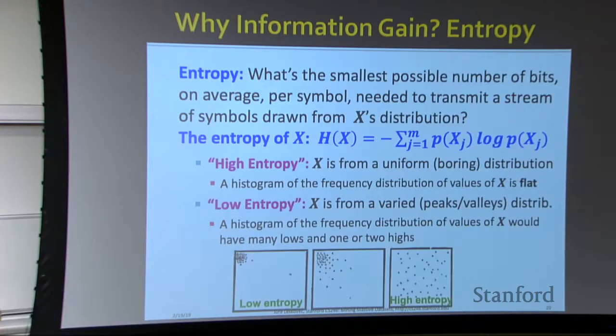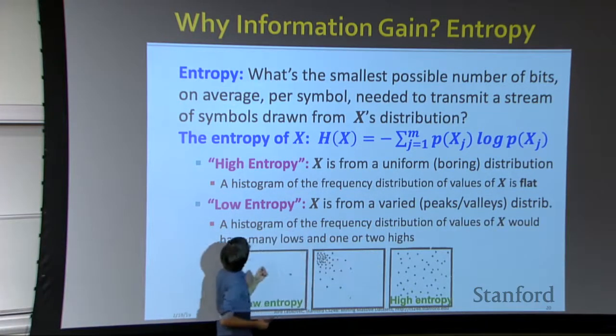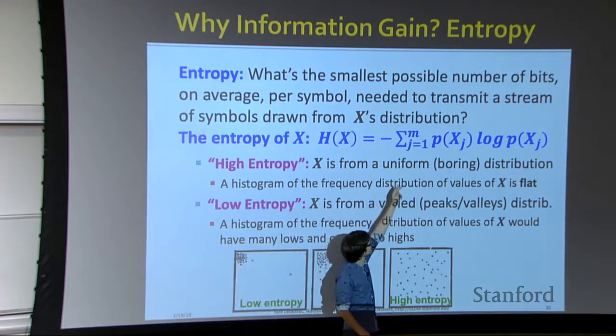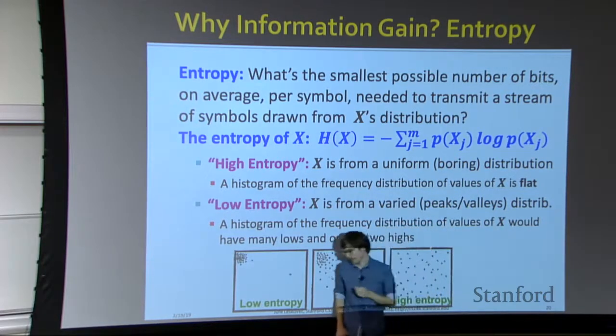So let me now try to build up how you compute information gain. The first thing you need to define is the notion of entropy. The way you think of entropy, it's the smallest possible number of bits on average per symbol needed to transmit a stream of symbols across a channel. And this stream of symbols is drawn from the distribution of X. So we would say entropy of X is simply the negative sum over the domain of X of P of X times log P of X.